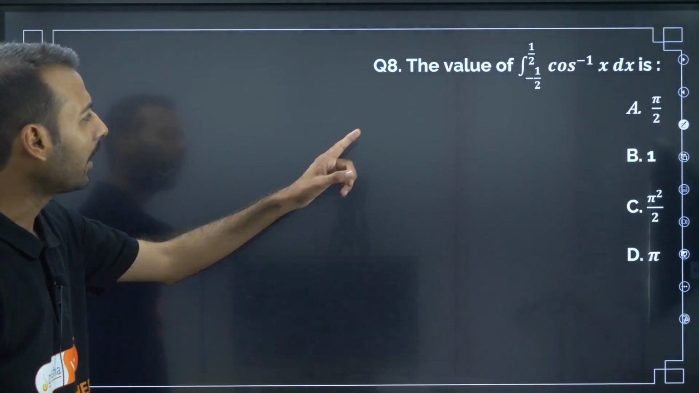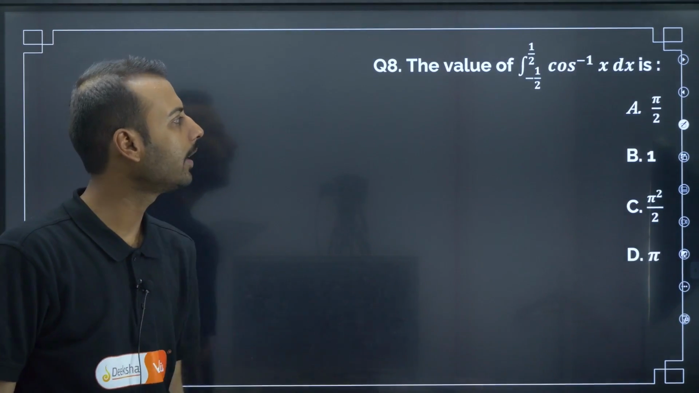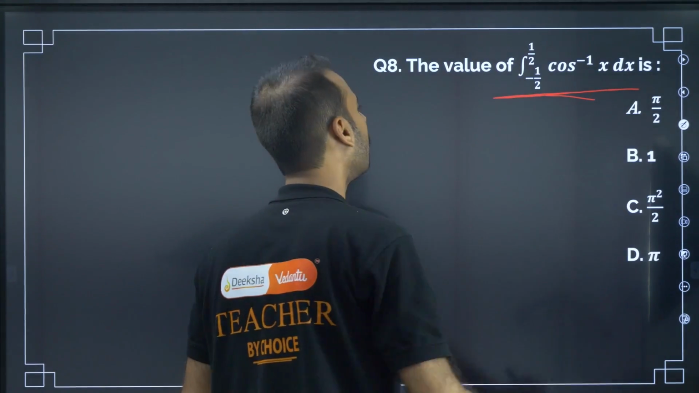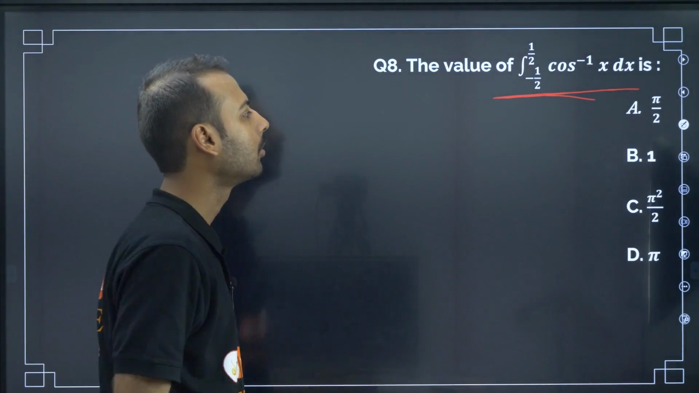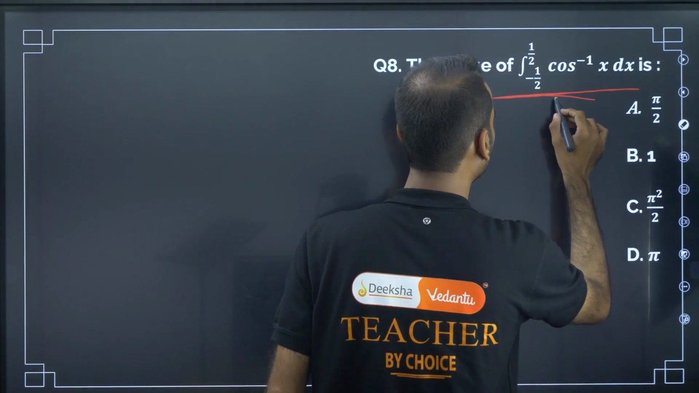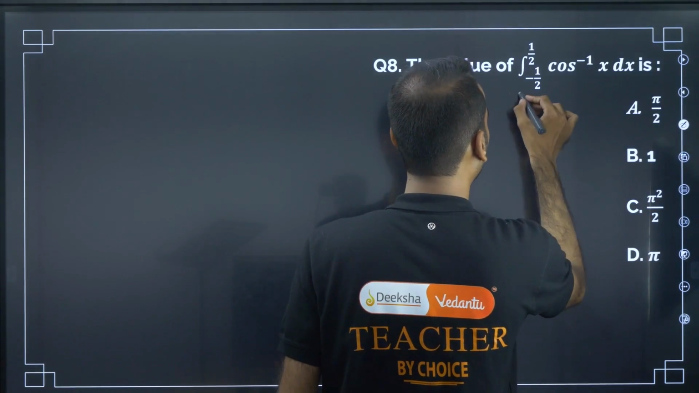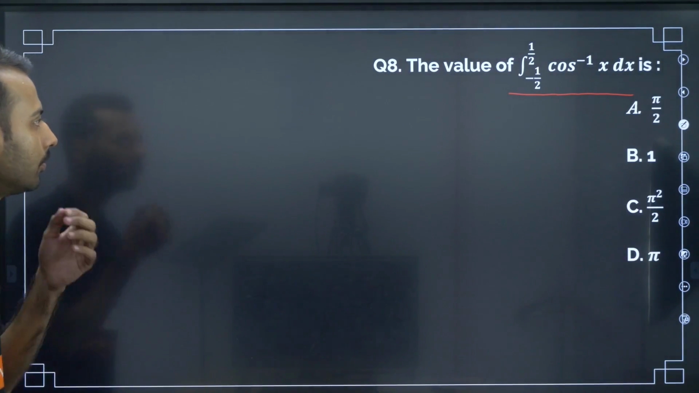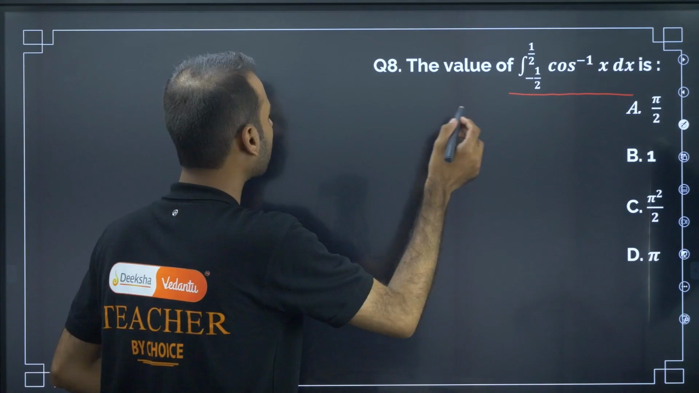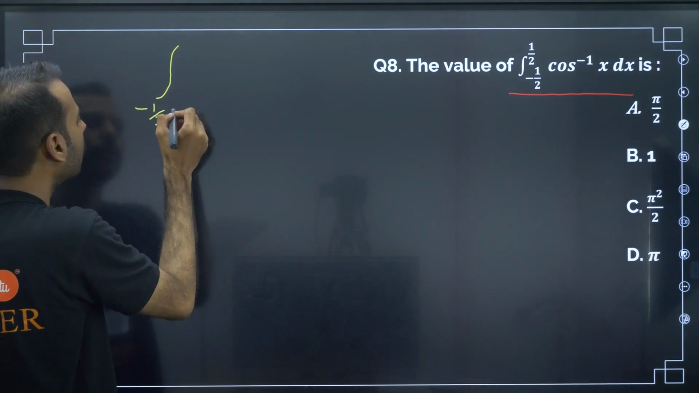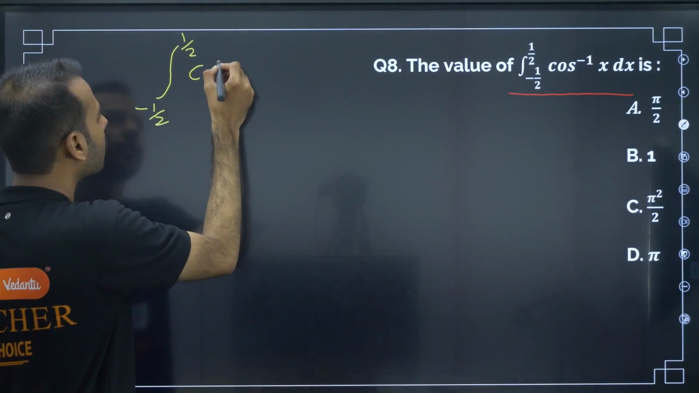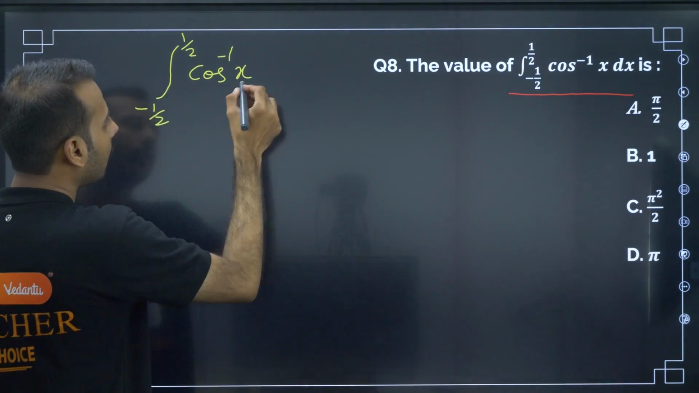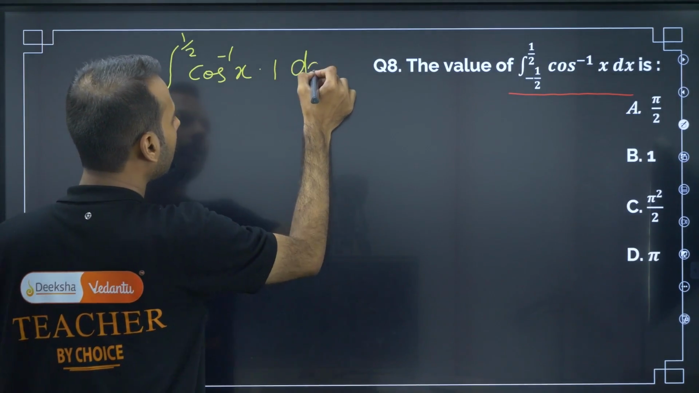The value of the integral from minus 1 by 2 to 1 by 2 of cos inverse x dx is. So what is the question? The question is they are asking to find the value of the integral from minus 1 by 2 to 1 by 2 of cos inverse x. So how to approach this problem? Again, cos inverse x, let me copy and paste here, minus 1 by 2 to 1 by 2 cos inverse x. Let me multiply with 1 dx.